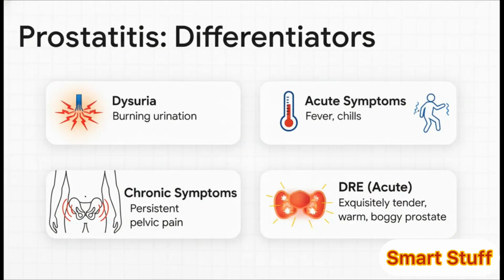So how do you tell this apart from BPH? Well, there are some major clues. First off, dysuria, that burning feeling with urination, is way more common here. In an acute case, the patient is systemically sick. They'll have a high fever, chills, and their white blood cell count will be through the roof.